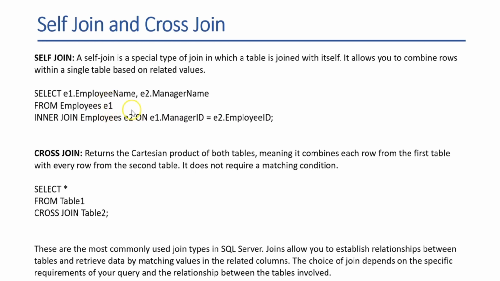Here we have given E1 and E2. So in my employee table, I have the two fields, that is the employee ID as well as the manager ID. Now one of my employees could be the manager of another employee, right? So in this scenario, I need to join the same table. Let's see how we can do this in SQL Server.